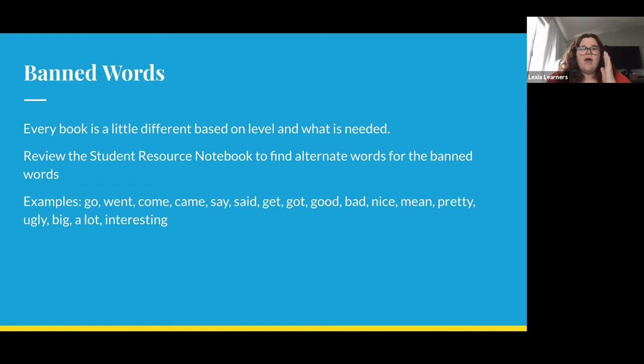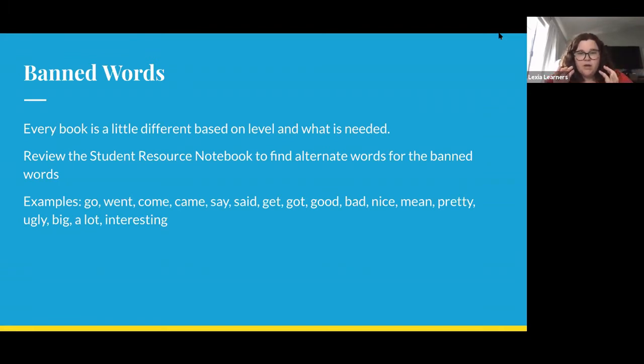And then every book has banned words that a student is not allowed to use when they write. These are often introduced in the very, very first lesson. Like, you can't use these words, you have to find alternate words for them. Every book is a little bit different. Like in the advanced US history book, there's going to be more banned words than a lower level book, because they may only have go, went, come, came, said, say as their banned words. But the higher the level, the more banned words they're going to have, just because they're not very descriptive.